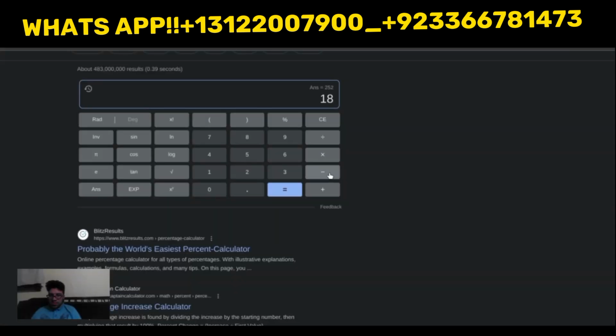Enter this new math problem into the calculator to see if we got it correct. 18 times 14 equals 252. Awesome. I'm glad because we solved this math problem using the Indian method as well. Now let's move on to the Pakistani method.